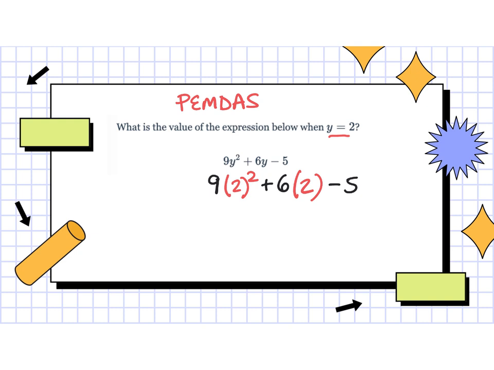So my parentheses I don't have. I did write parentheses for my multiplication, but that's just a way to show multiplication. My exponents is where I am now. So I do 2 squared. 2 to the second power is 2 times 2. So this turns into 9 times 4 plus 6 times 2 minus 5.